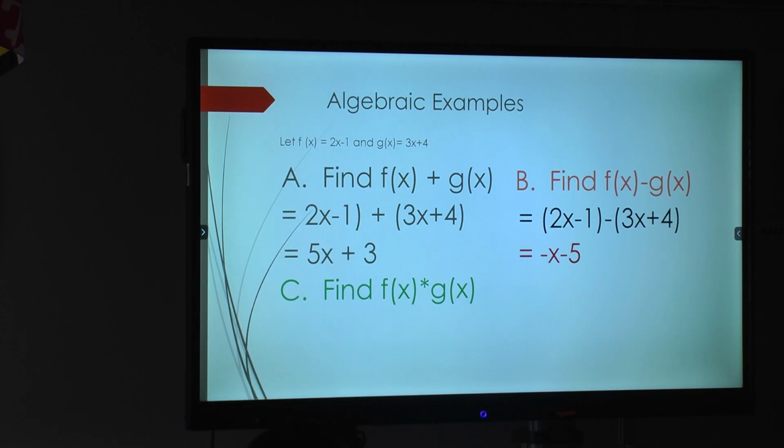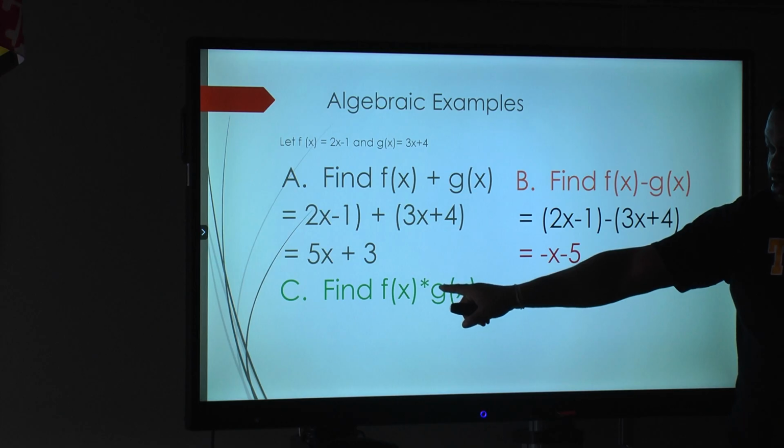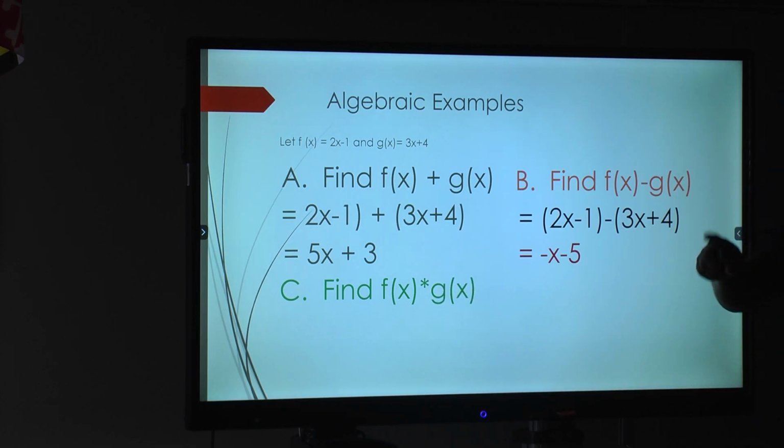C. What is our operation here? Multiplication. Because remember, what symbol are we using right here? Times, an asterisk, not an X. Remember, we don't use X once we get into algebra because it can represent any number or anything that we wanted to say.